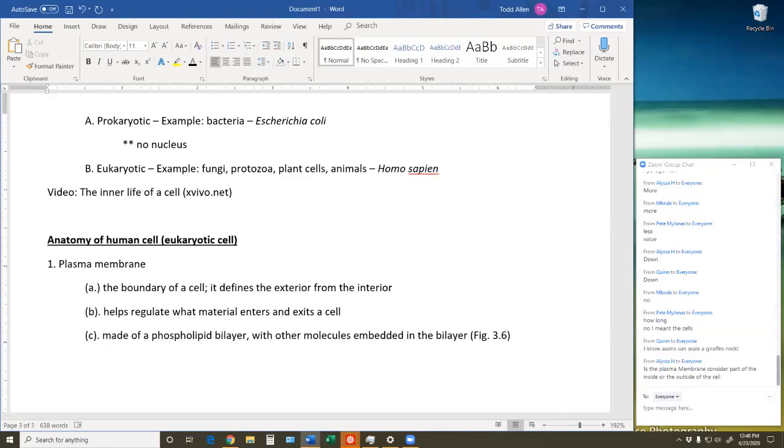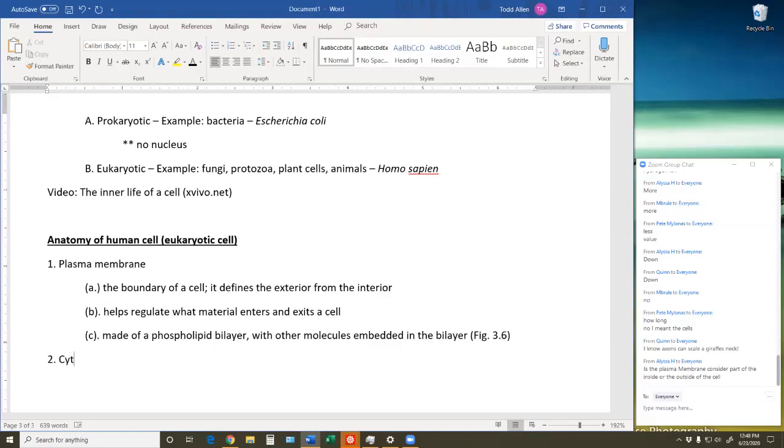Alyssa, is the plasma membrane considered part of the inside or the outside of the cell? Both. Okay, that's like asking, is the wall of your home inside or outside? Well, you appreciate there's an interior surface to your wall that's inside, but there's an exterior surface to your wall that's outside. The plasma membrane is the same way. It demarcates the inside from the outside. Okay, so it's part of both. Okay, so there's your plasma membrane.